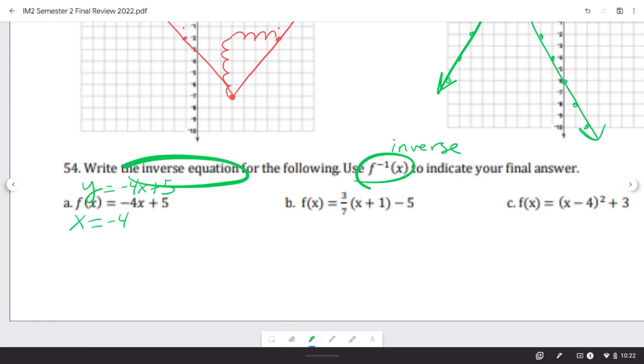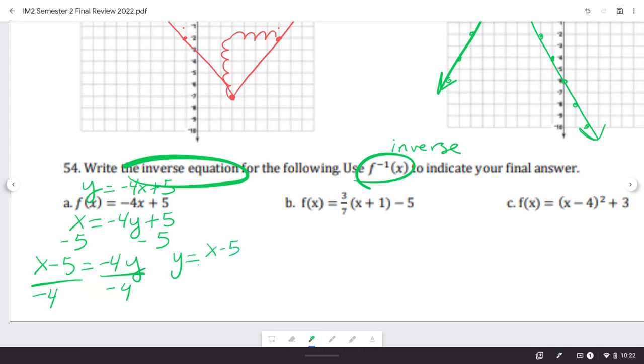Instead of writing x, I write y. Instead of writing y, I write x. And then I'm going to go ahead and solve for y. So I'm going to subtract 5. I've got x minus 5 equals negative 4y. And then I'm going to divide by negative 4. And y equals x minus 5 over negative 4. That's one way to write it, but you're more than likely going to see it like this.